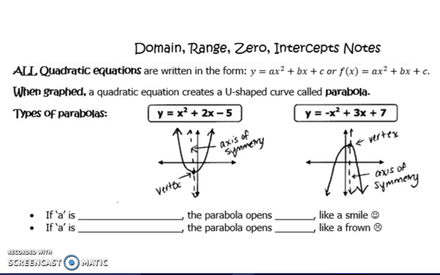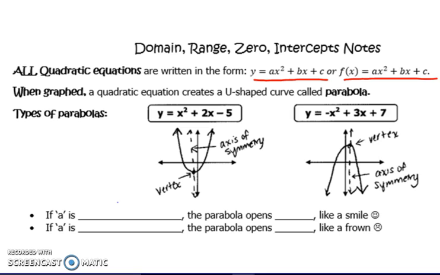tomorrow. Now, when we talk about domain, range, zeros, and intercept notes, the biggest thing we need to keep in mind, it always needs to be in standard form. And you'll either see it written as y equals or f of x equals. Either way, that is the same thing. Y is just a different way of saying f of x.